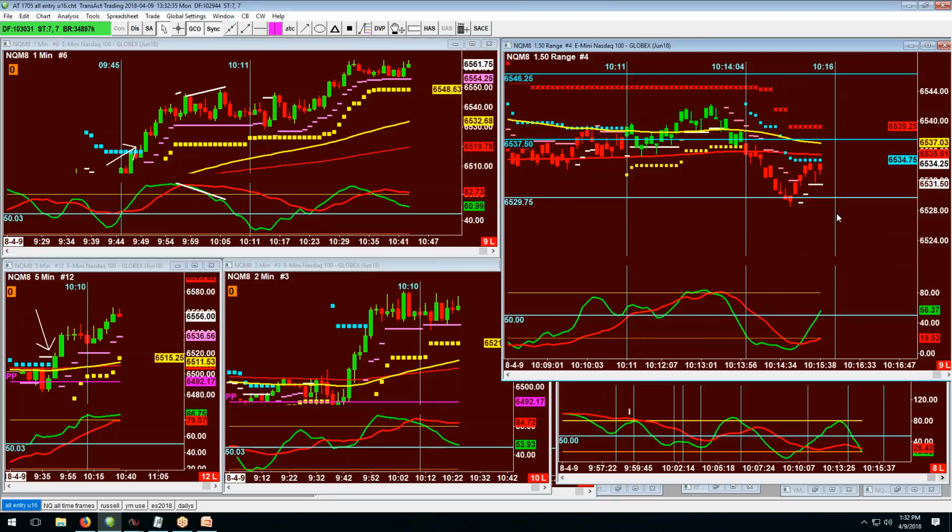Next trade I took was here at, I'm looking at 1014. 1014 did not agree here. I marked it just so you guys could see. Green line below the red, green above the red, so this short would be a pass.